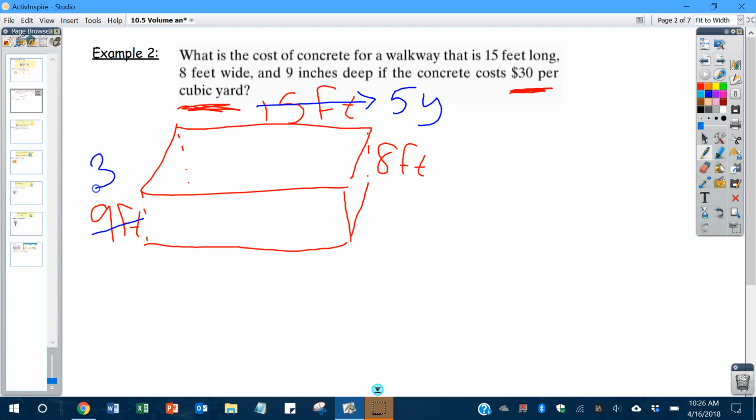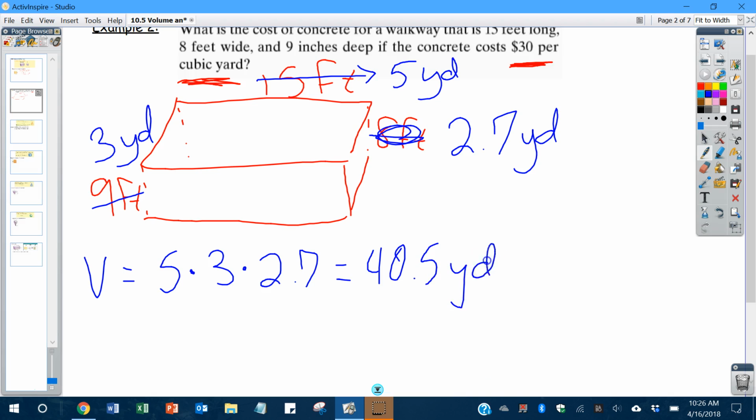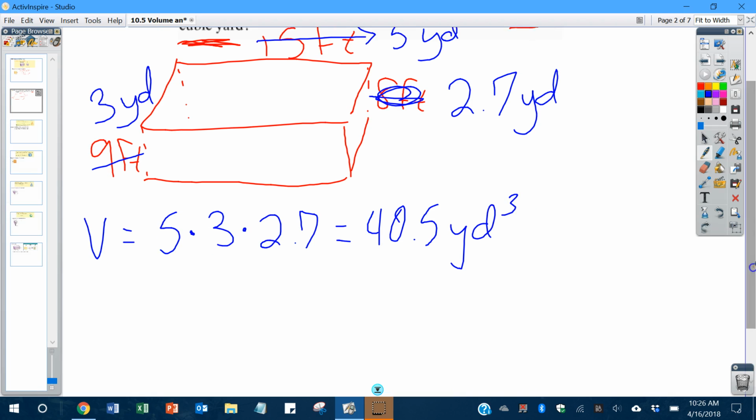9 inches, you divide by 36, and you get 1/4 yard. And if you do 8 feet divided by 3, you end up with, we'll just round, 2.7 yards, or 2 2/3 yards. Now I've got my length, my width, and my height in yards, so I can find the volume in cubic yards. So it's 5 yards times 3 yards times 2.7 yards, which gives me 40.5 cubic yards.